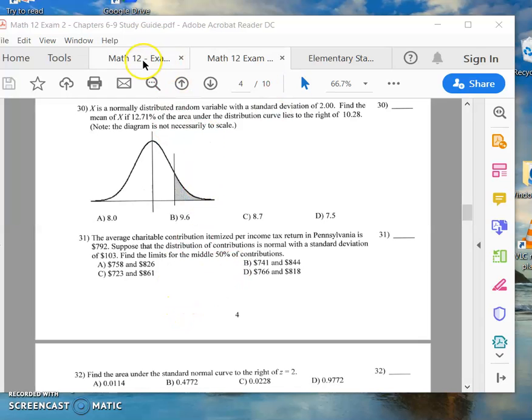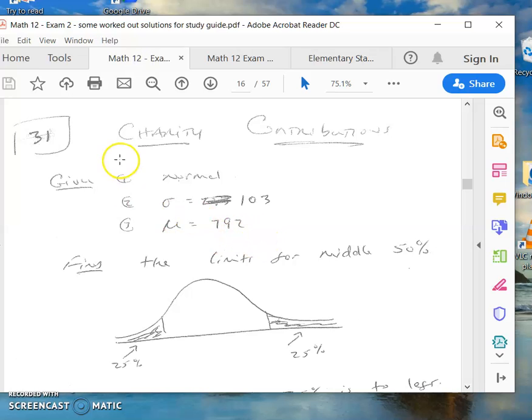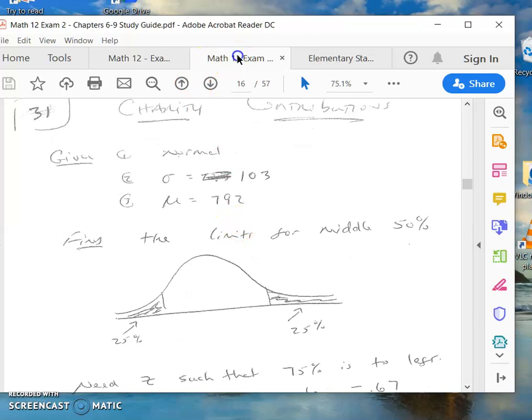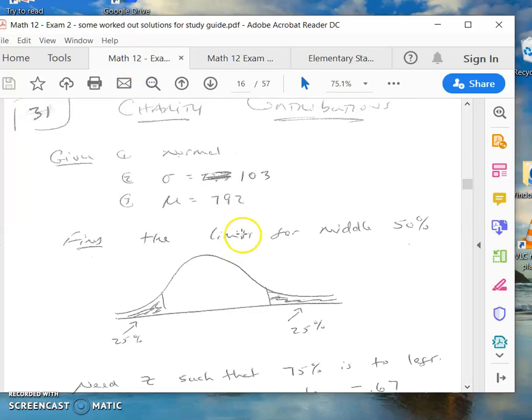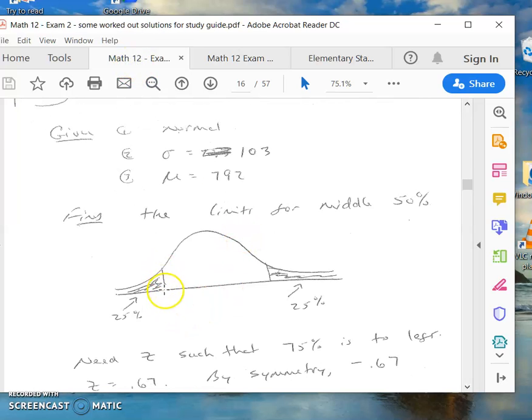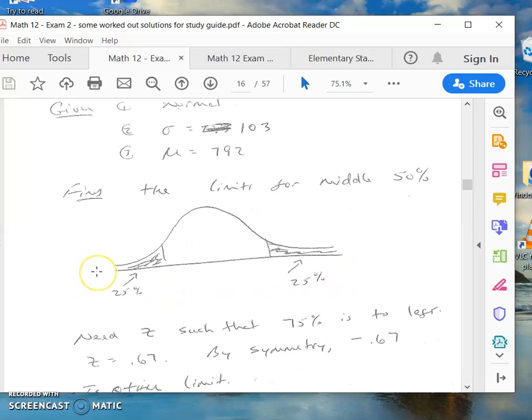So let's take a look at my cartoon for that. Here it is. So it's normal. We know what sigma is. We know what mu is. That was given to us. So that's the information that we were given. 792 was the mean, and the standard deviation is 103. So what we're looking for is, what are these numbers here? If the middle 50% is in here, that means that 25% is over here and 25% is over here, right?